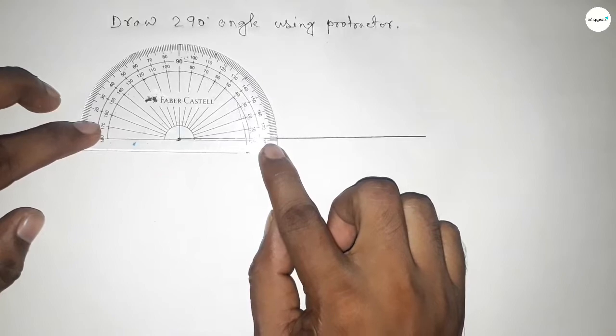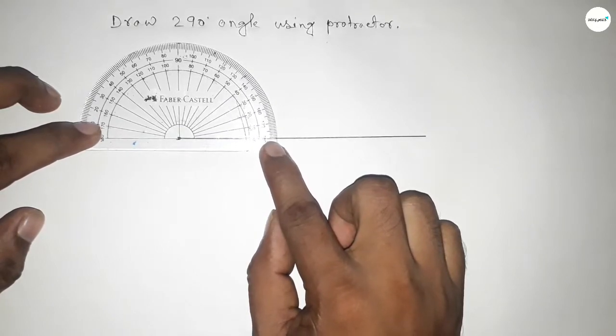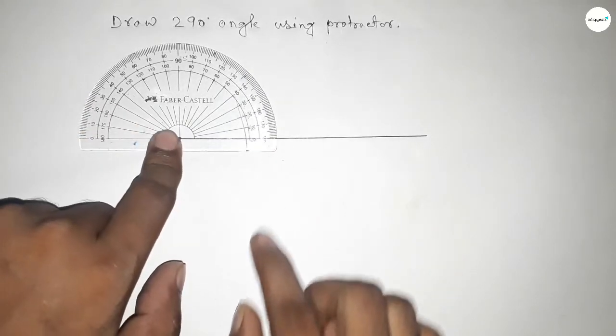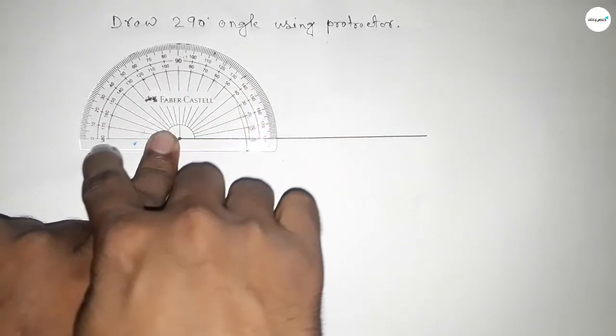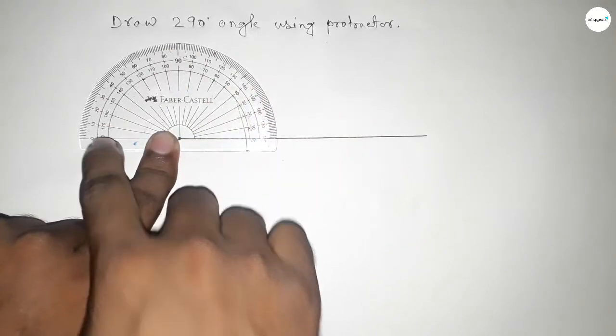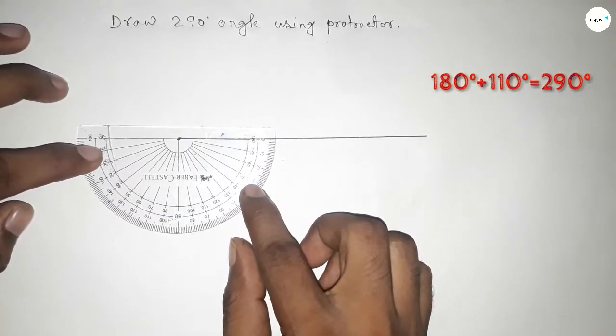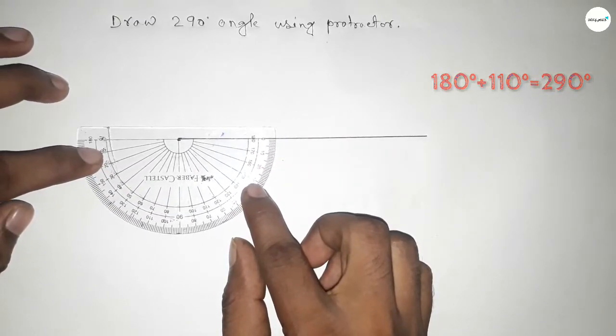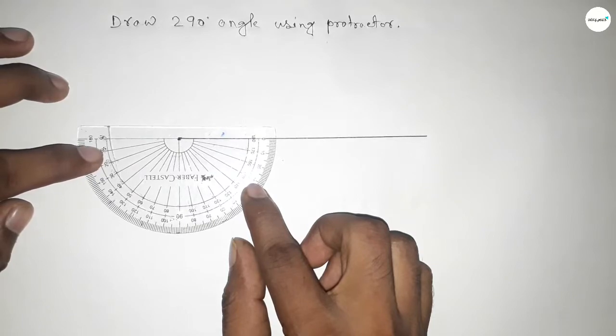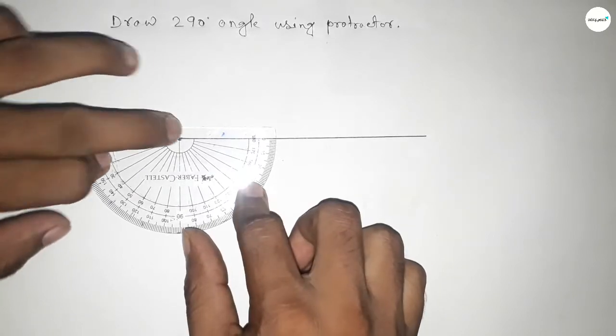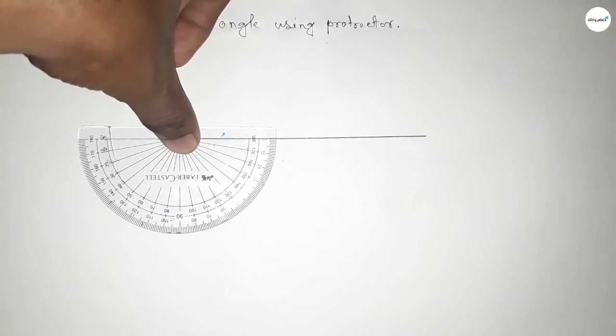Now putting the protractor on the line perfectly, then counting the angle. So this is up to 180 degrees, but we have to draw a 290-degree angle. So if we add a 110-degree angle with 180 degrees, then we can get a 290-degree angle. So putting the protractor this way on the line perfectly, now counting the angles.